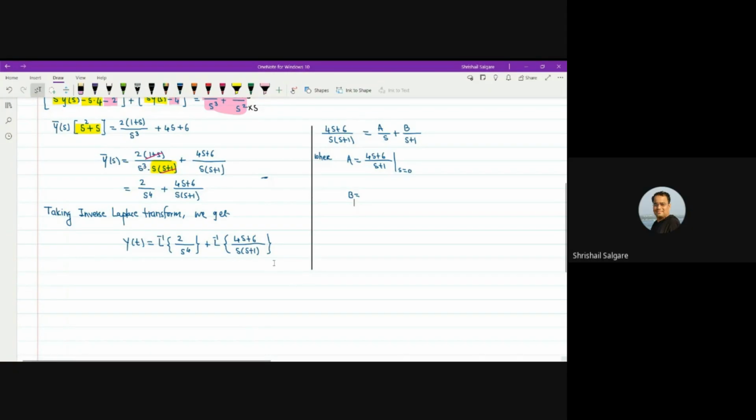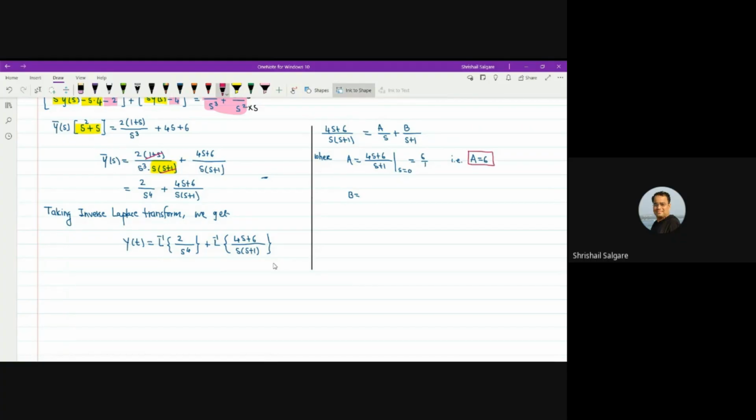Okay, if not, I will explain. So this value of A at s equal to 0 is 6 upon 1. That means the value of A is 6.